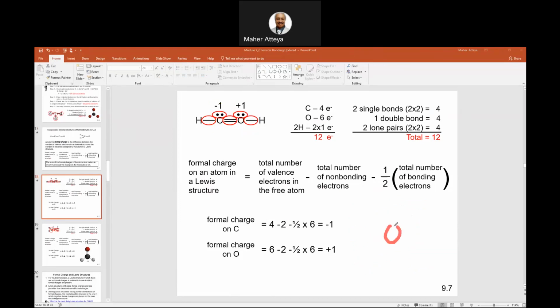Oxygen here is connected to here, 1 here, and 2 here. Total is 6, correct? But on it, how many do we have? 2 on the top, 2 on the side, correct? Connected to carbon, and this is connected to hydrogen. So oxygen actually has 5. 6 minus 5 is plus 1. Did I do all this calculation? No. Correct? So let me do another one for you.